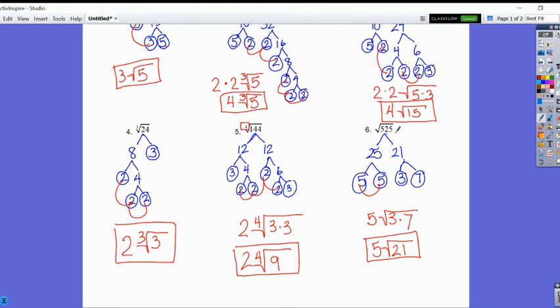I hope that you're grasping onto this and feeling a lot more confident now with how to simplify those radicals.